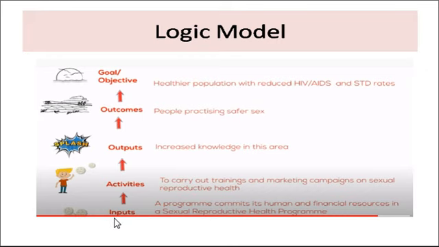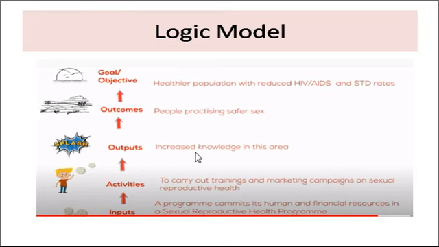So input, if a program commits its human and financial resources in a sexual reproductive health program. So human and financial resources are invested and it is towards improvement of sexual reproductive health. The activities are to carry out trainings and marketing campaigns on sexual reproductive health. So training of different people and social marketing campaigns are done on sexual reproductive health.